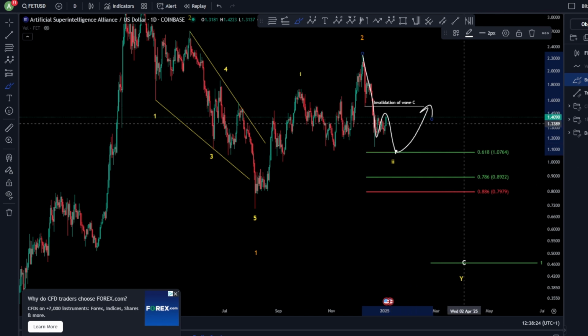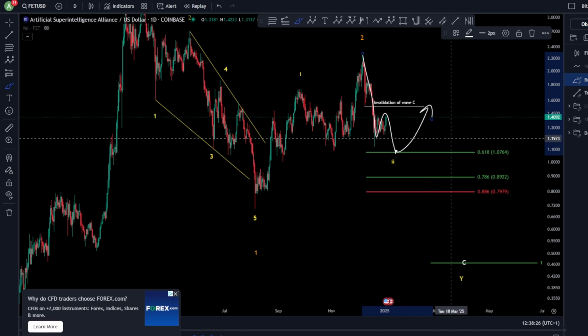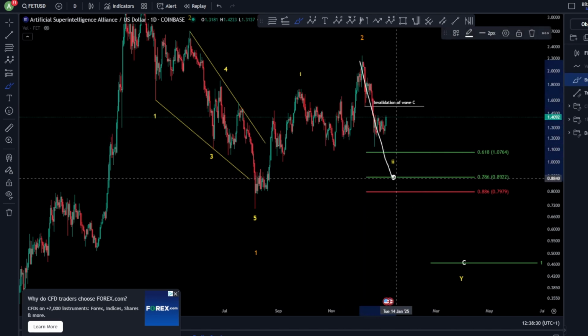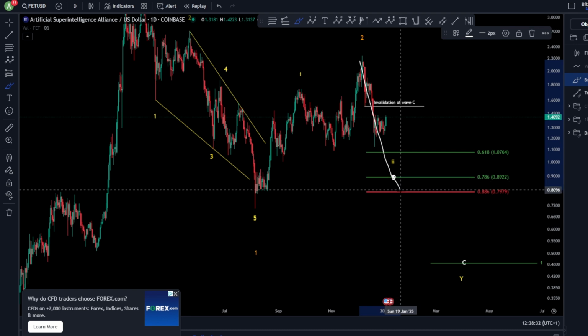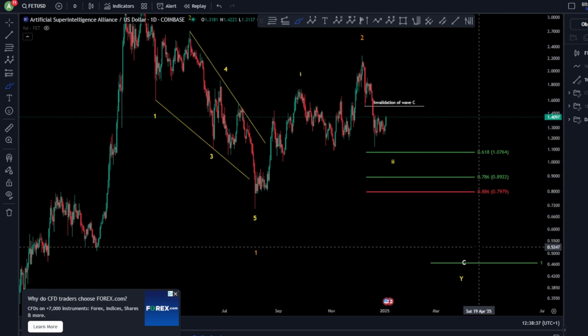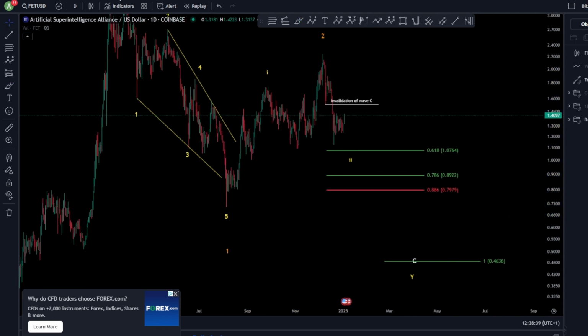If we reverse from the 0.18, and if the price moves towards the 0.786 and touches the 886 as well, then we're gonna take the low. We're gonna move to the 1-to-1 fib level taken from the top here, and reach 0.46 cent for FET. That was it for FET.